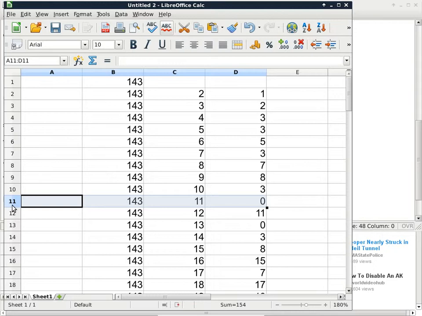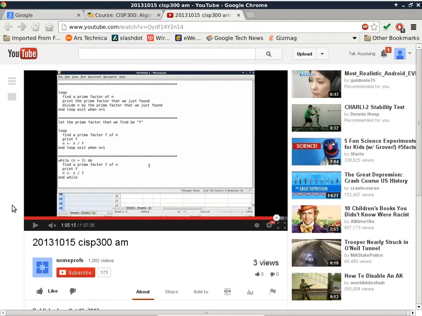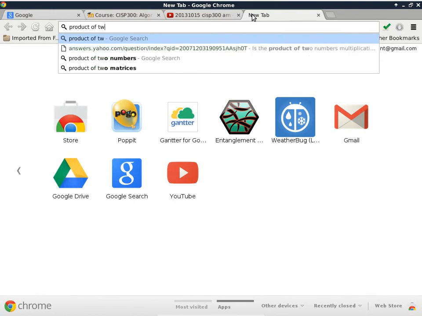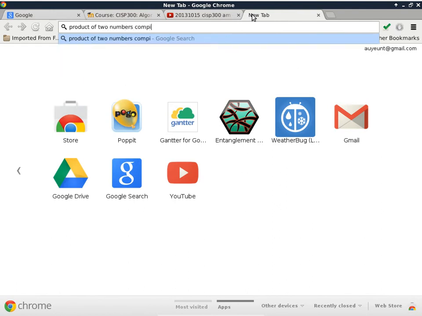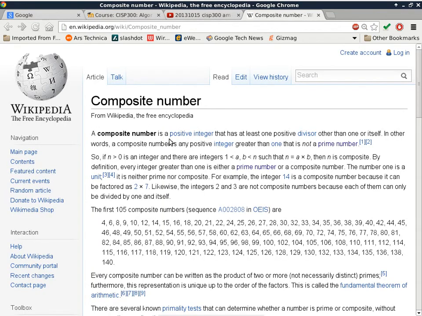Yep. I have a question. Do you say compound number or composite number? Because I don't know what the term was. I'm not a math major. I do not know either. Let's see. Composite? I'm pretty sure. Product of two numbers. Is it composite? Yeah, looks that way. Every composite number is a positive integer that has at least one positive divisor. There you go. So it is a composite number.